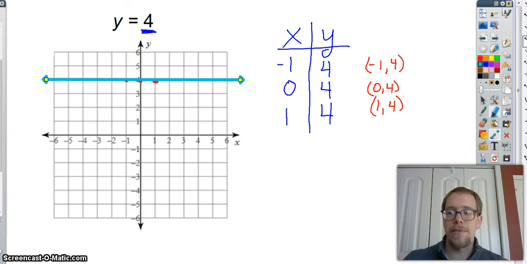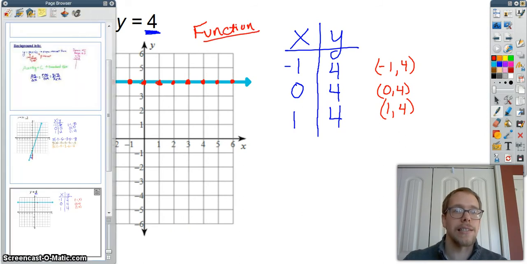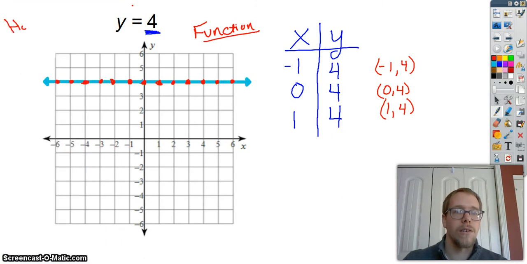No matter what my input value is, no matter what my x value is, my output is always 4. So I could put in 1 million into this function. The output is still going to be 4. Notice using integer values for my input, I'm placing some dots here. No matter what integer I place into this function, it results in an output of 4. This is a function. So this, unlike our vertical line, is a function. This passes the vertical line test, and this here results in a horizontal line.